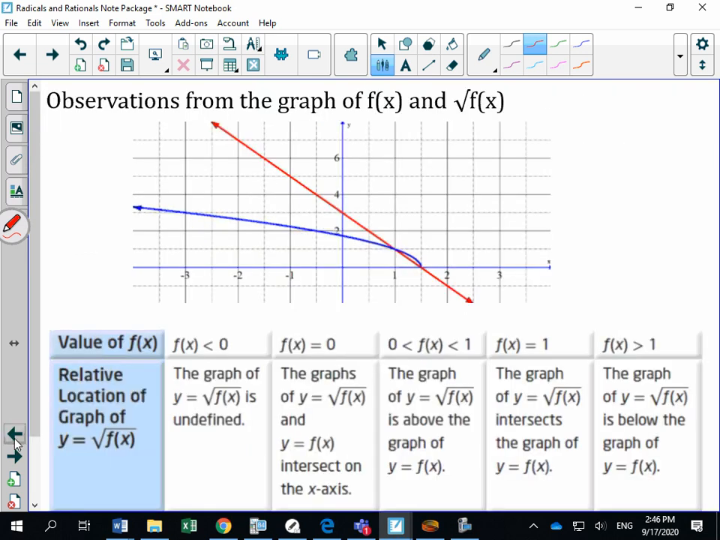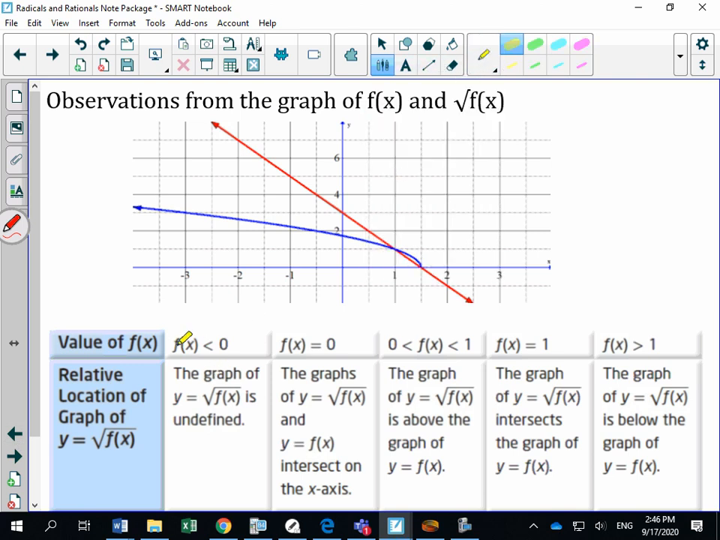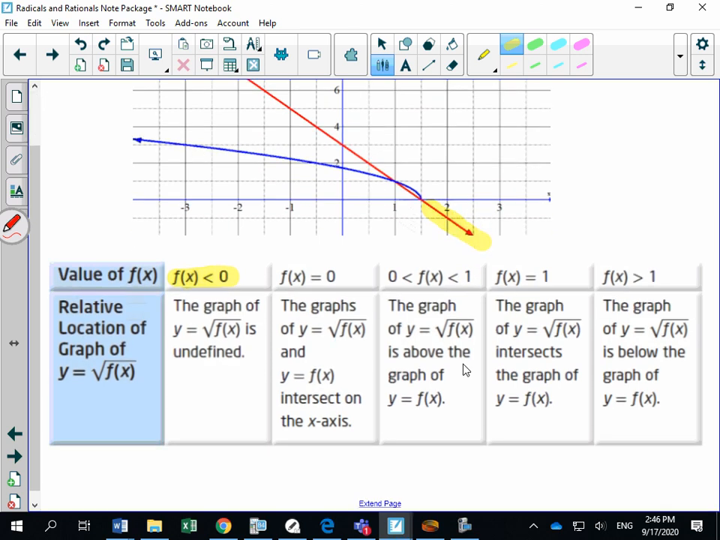Going back to this slide here, if you have your highlighter, I want you to highlight where f of x, so where our original graph is less than 0. So this red line is our original graph, and here's where it's less than 0. These points on your radical graph, they are undefined. They don't exist.